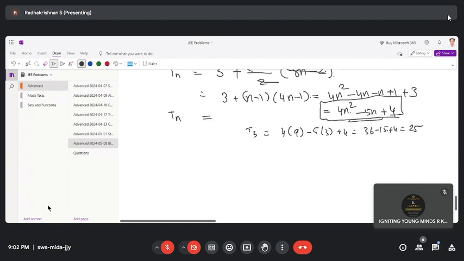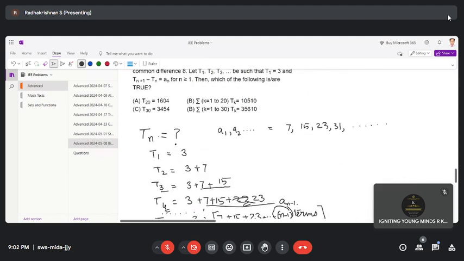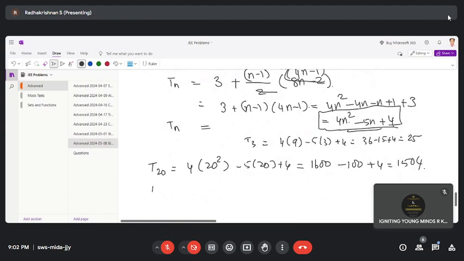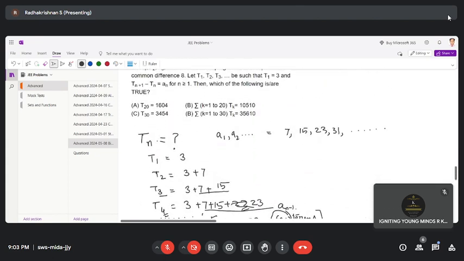Okay, so once you got it, then you know it's very easy. T20 equal to, simply put 20. Four into 400. 1,504. Is it correct or not? What they are given is 1,604. So first option is wrong. What about T30? So 4 into 900. 3,454. Because 3,600 minus 153. Okay, so T30 we are getting 3454, which is option C, which is correct.